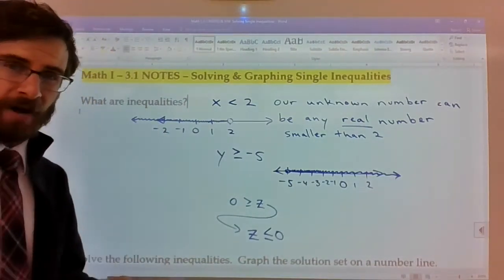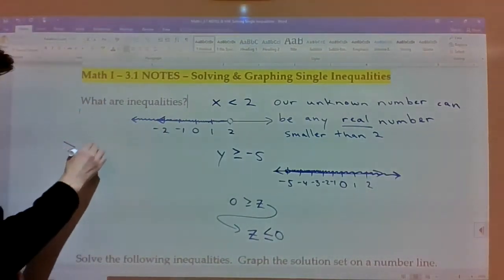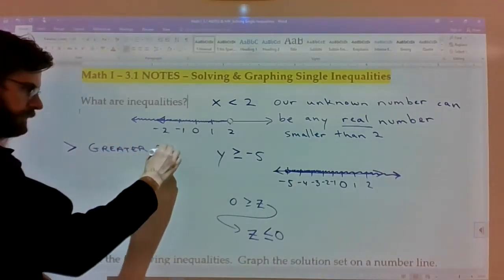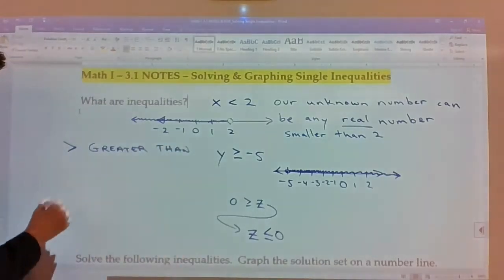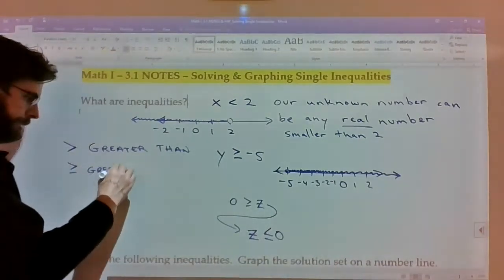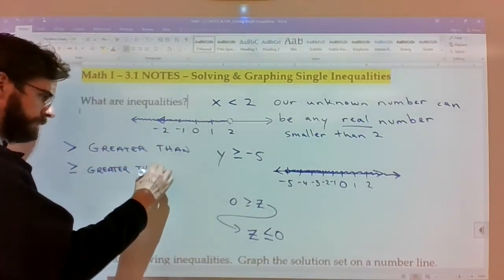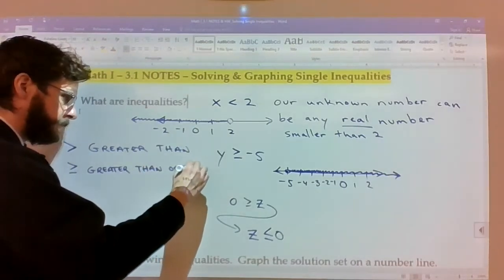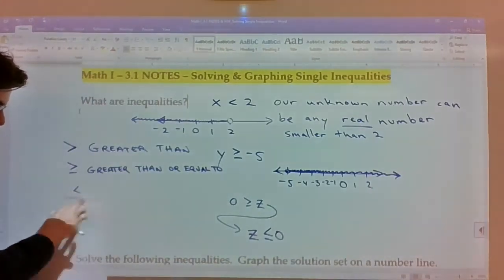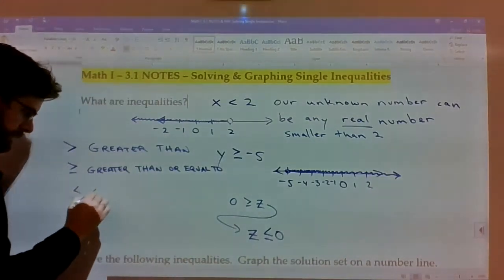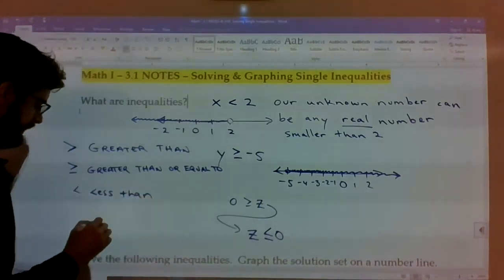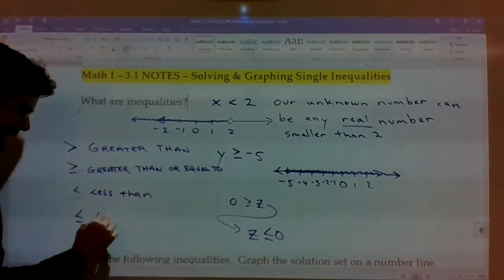Right, so maybe I should probably put these out here too. This means greater than. This is greater than or equal to. And then these are just less than. See how it almost looks like an L? And this is going to be less than or equal to.